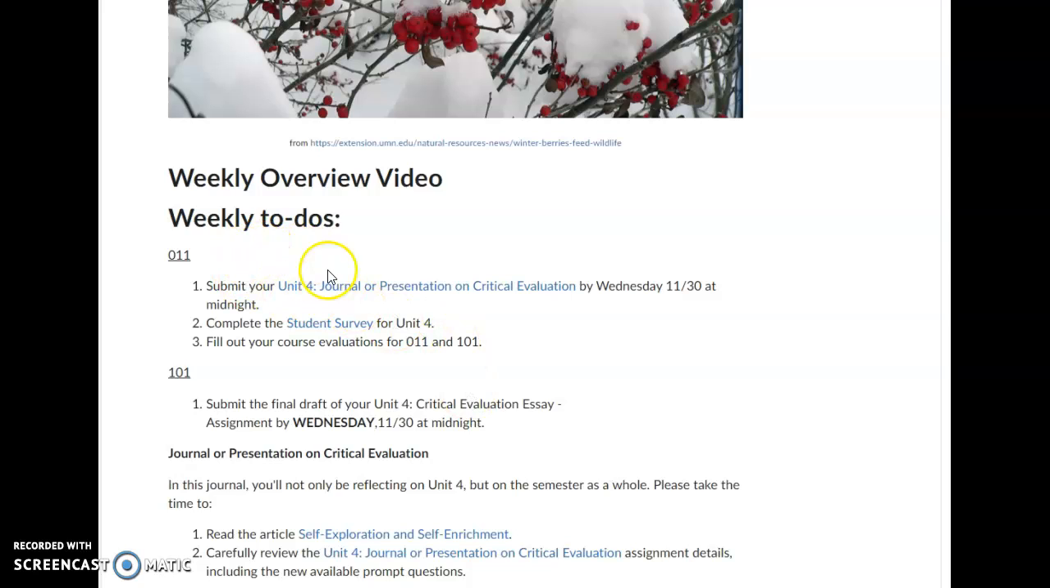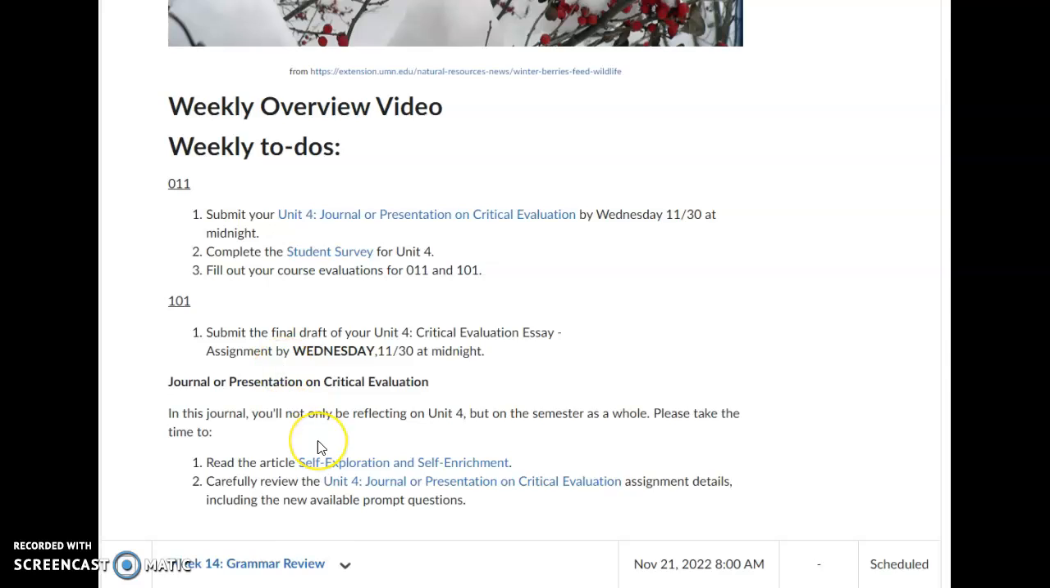The other things, if you look over in 011, that you have due, in addition to this journal, would be a student survey, another one of those student surveys for Unit 4 in 011. And then I'm also asking you here to just remember to fill out your course evaluations for both 011 and 101. Over in 101, you will also be asked to do the student survey, but you can check that out over there. The major thing that's going to be due in 101 is the critical evaluation essay. And the major assignment that you have due here in 011 is the journal or presentation on critical evaluation.